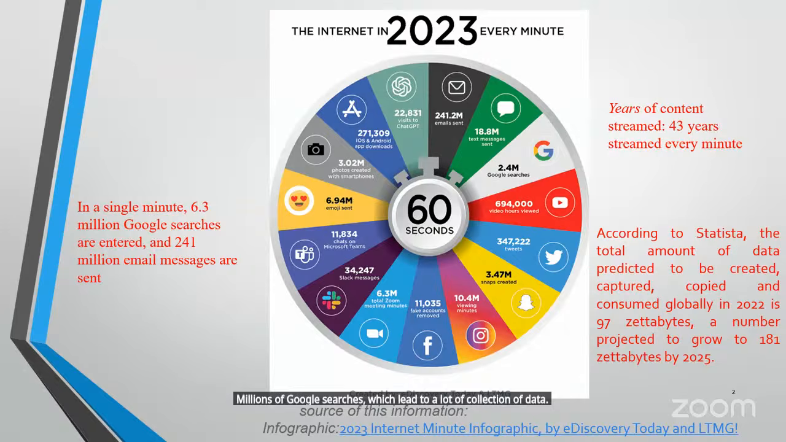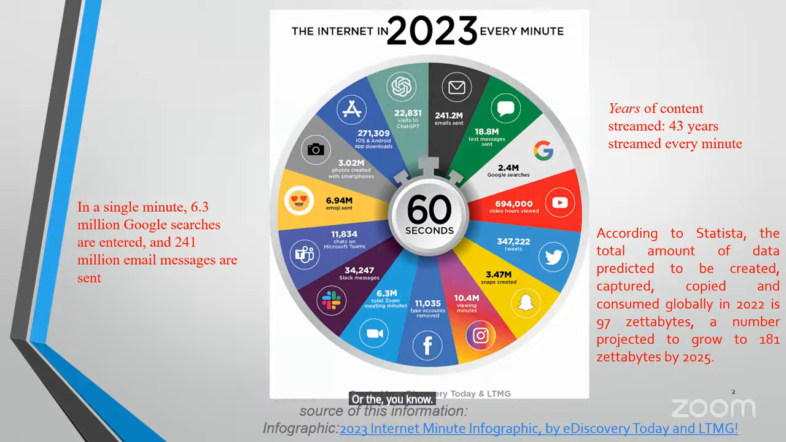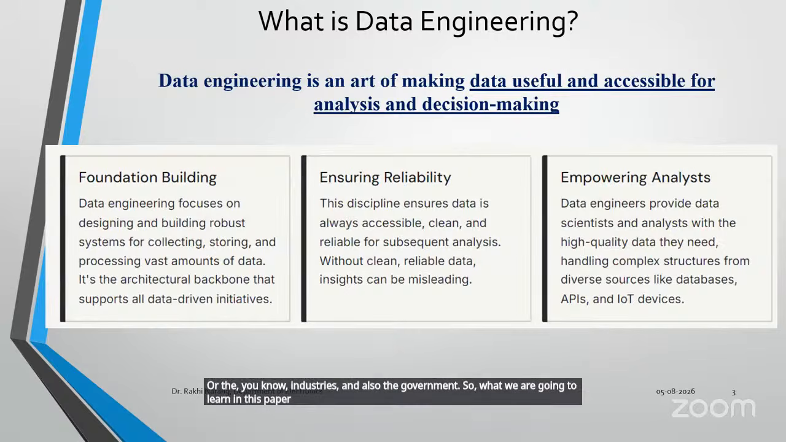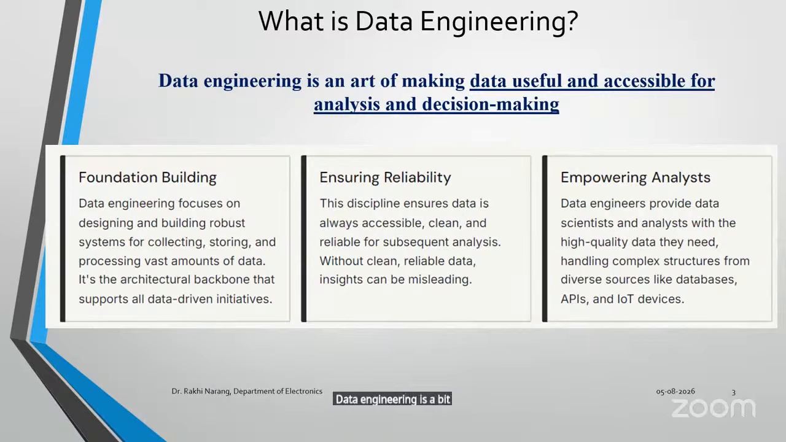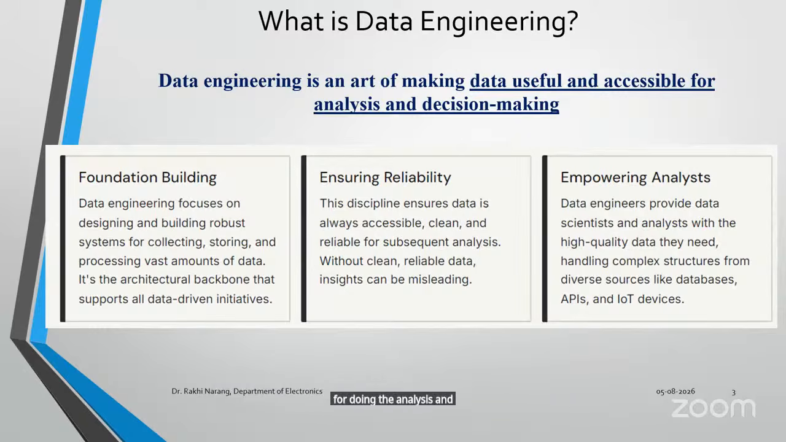Now, where does this data go? The data is actually made useful by deriving some insights, which can help businesses grow, which can help e-commerce companies or the industries and also the government. So what we are going to learn in this paper is about the basics of data science and data engineering. Data engineering is a bit different from data science in the sense that data engineering makes the data basically useful and accessible for doing the analysis and decision making part, right?